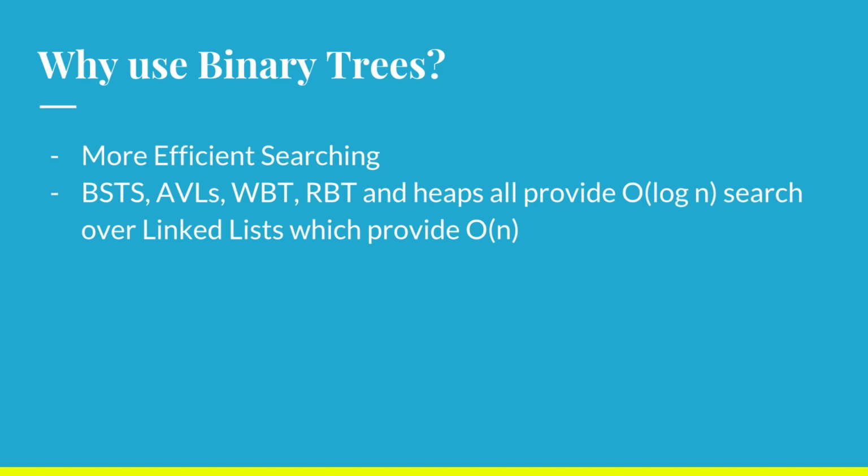So then you might be wondering, why do we use binary trees? What's the point? The short answer is for more efficient searching. Recall that in a linked list, to search for a certain node, the worst case scenario is big O of n. In other words, if your node happens to be at the end of the list, you'd have to search through all of the nodes in order to find what you're looking for. But there are various types of binary trees that let you search in a more efficient manner. Examples like the binary search tree, AVL trees, weight balancing trees, and red-black trees, as well as heaps. These trees all let you search in order log n time.